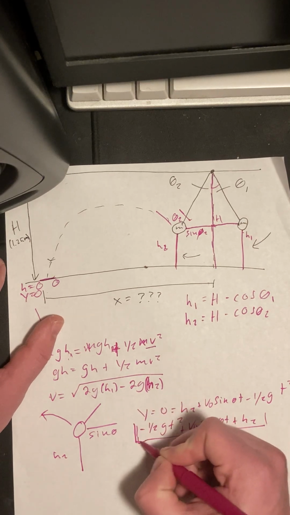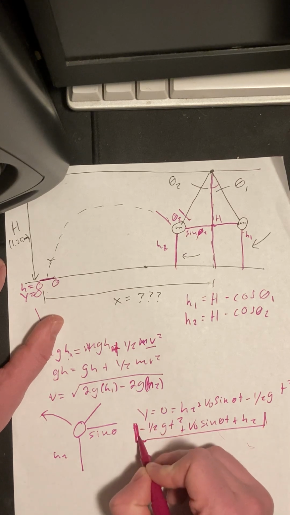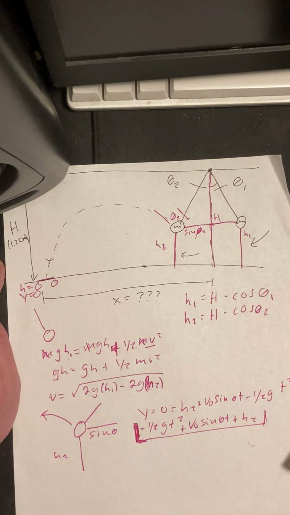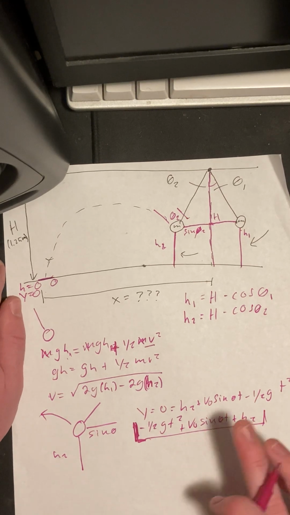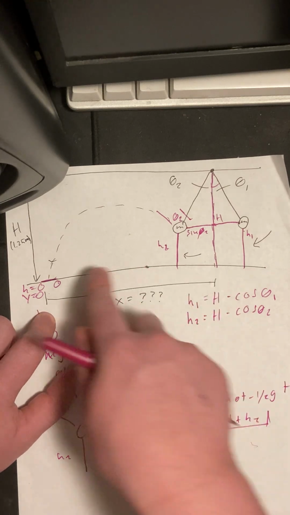Sorry, this is weird. I just drew things badly. I was meant to box this. There's not a 1 minus there. That's just a negative 1/2 gt². So we've got a y component here. We're also looking for the x, which is what we want, the total distance traveled.